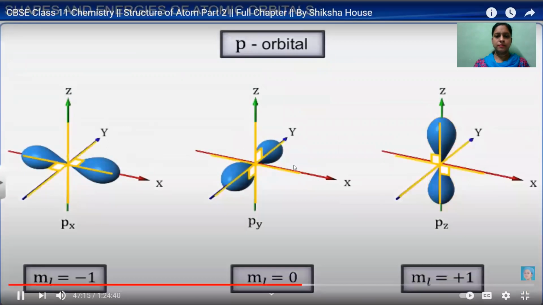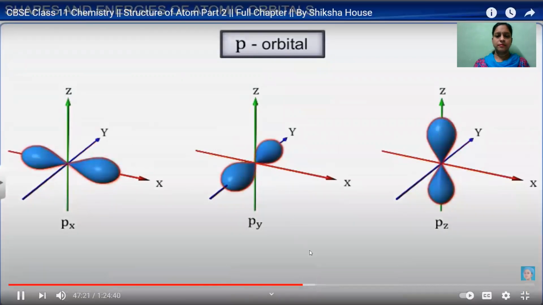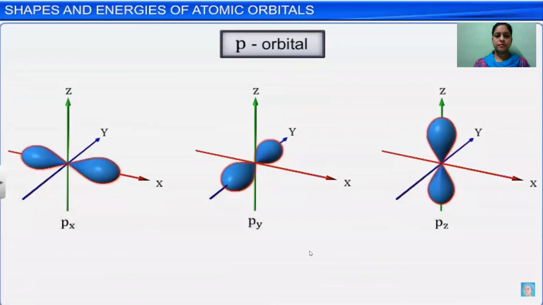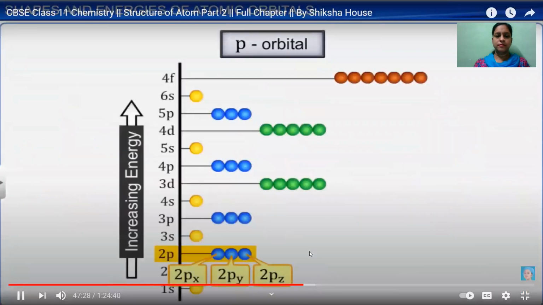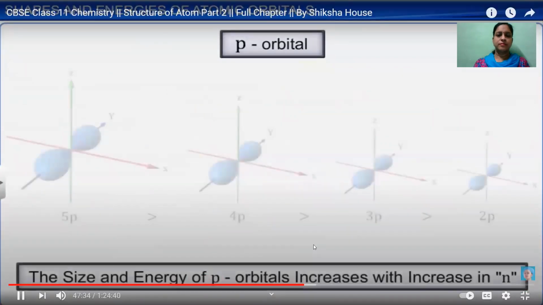Irrespective of the direction at which the electron density lies, the size, shape, and energy of these three orbitals belonging to the same principal shell is identical. However, like s-orbitals, the size and energy of p orbitals increases with increase in the principal quantum number.